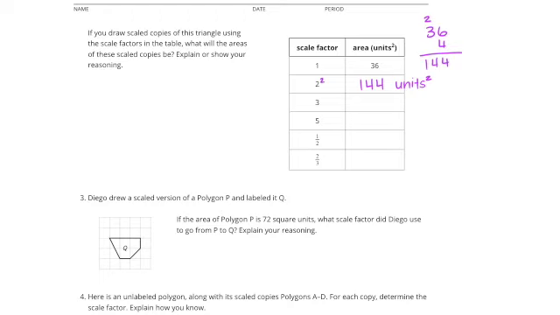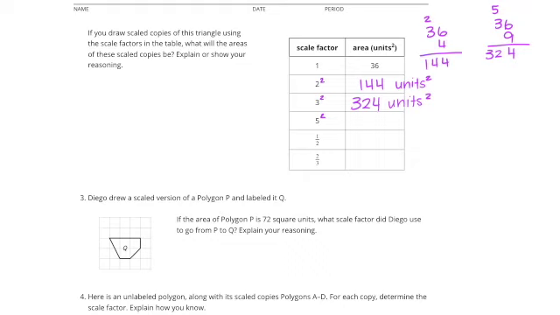All right, for my scale factor of 3, that would be 3 squared. So 3 squared is 9. So I would say 36 times 9. 9 times 3 is 27, plus 5 is 32. Gives me 324 units squared.